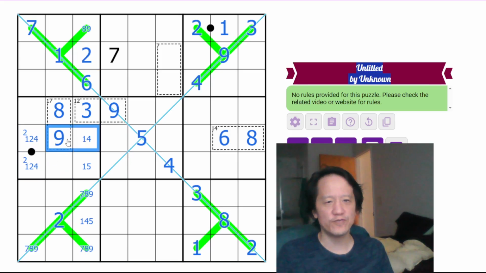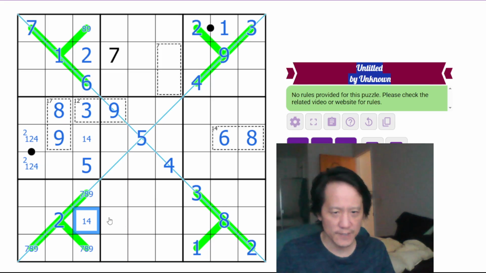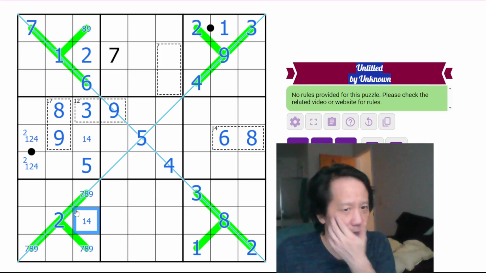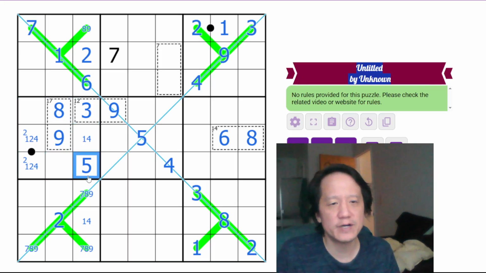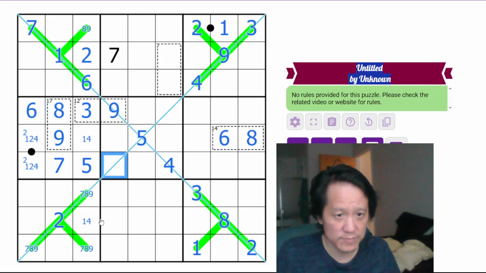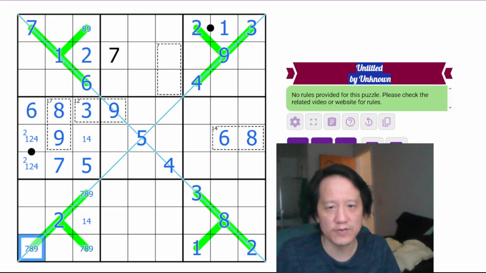We have a 1, 2, 4 triplet in this left central box here. So that eliminates 1, 2, and 4 in the rest of the box. This can't be 1, this is 5. So this can't be 5 here. Where is the 7 in this left central box? Can't be here. Can't be any of the 1, 2, 4 triplets, so it must be here. So this is 7. That makes this a 6. This can't be 7.